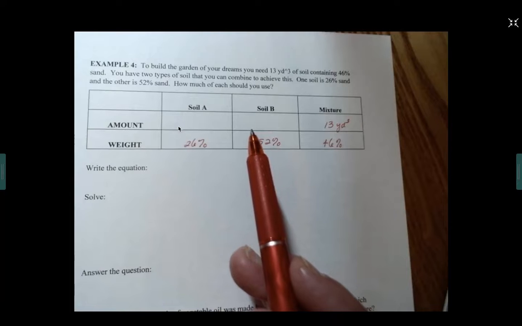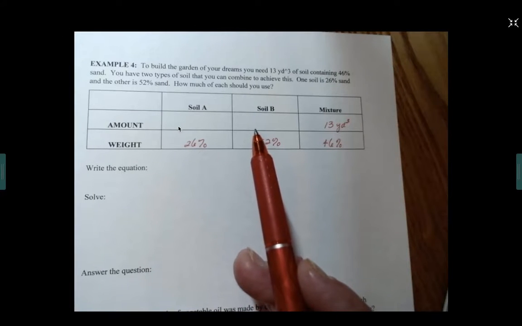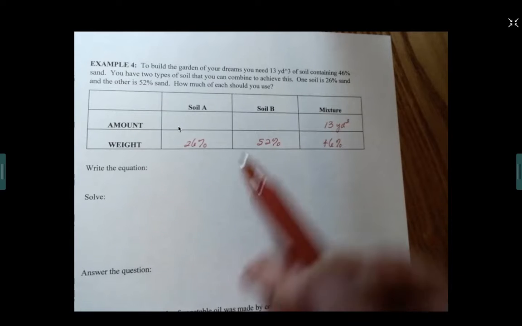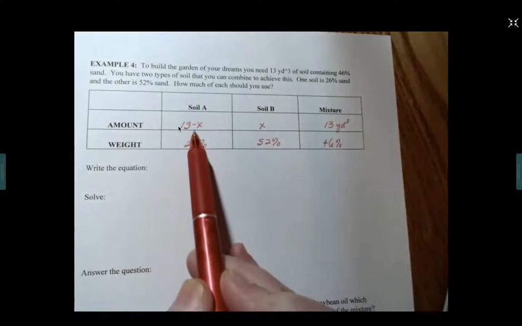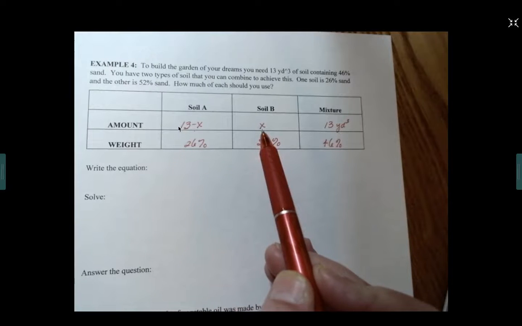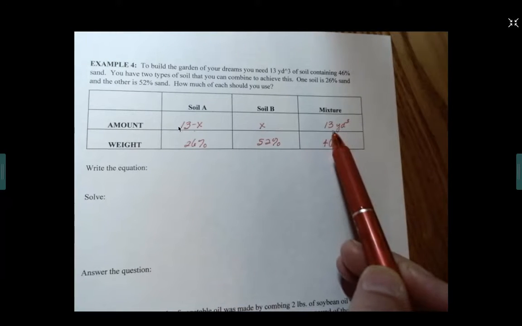My question is, does it matter which one? The answer is no, it doesn't matter. You will fix it when you answer the question again, which is why that's probably the most important part. So just to mix it up, I'm going to let this be X this time as opposed to the first one. And this will be 13 minus X. Because remember, this soil A plus soil B must give me the mixture amount.